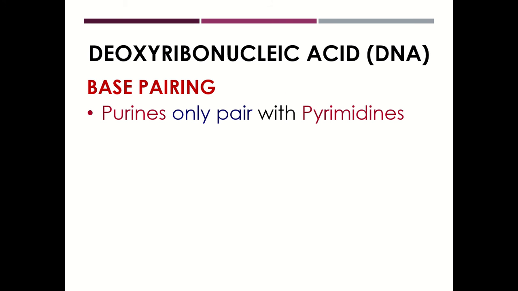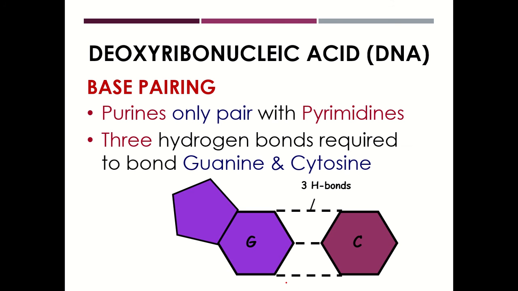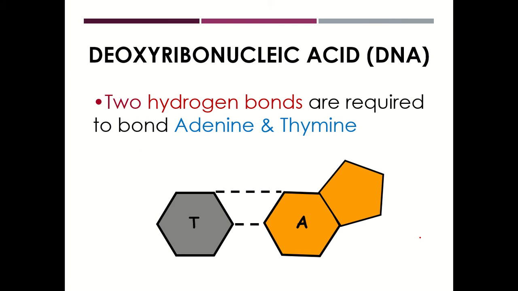And the base pairing: purine only pairs with pyrimidine, having 3 hydrogen bonds required to bond guanine and cytosine. Therefore, ang magbaband ay si guanine and si cytosine, or cytosine and guanine, and bonded sila ng 3 hydrogen bonds. And as you can see, guanine dito, the purine, so dalawa, and this one is a single. The other one, we have 2 hydrogen bonds required to bond adenine and thymine. So we have 2 hydrogen bonds for adenine and thymine.